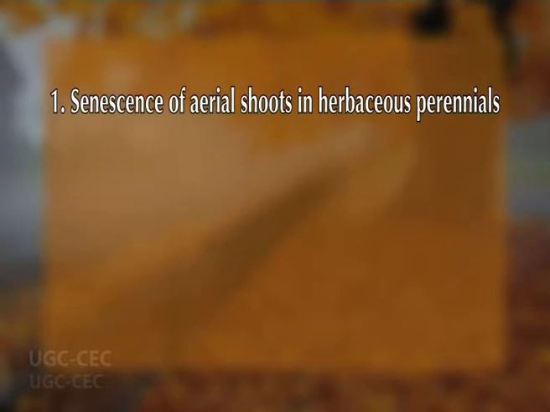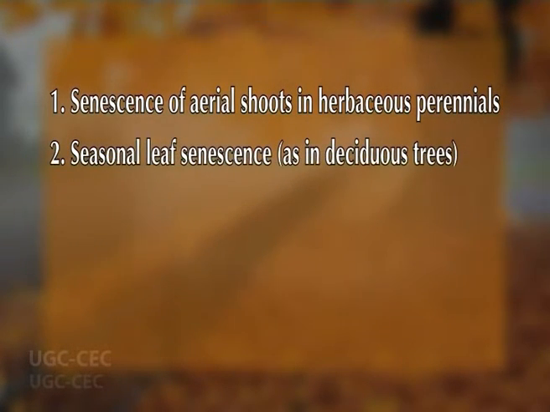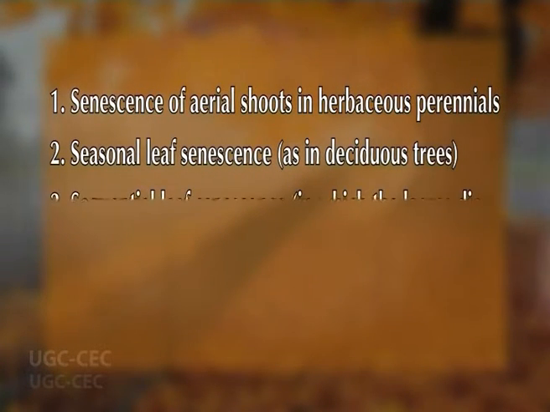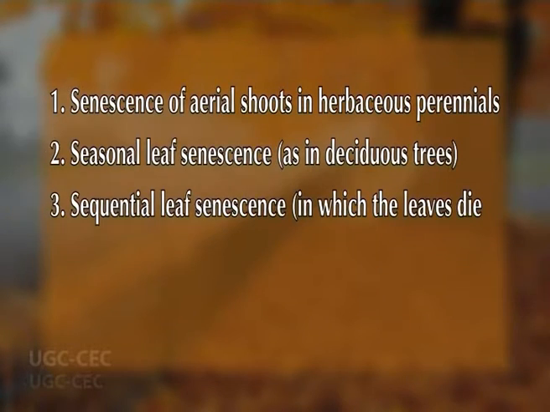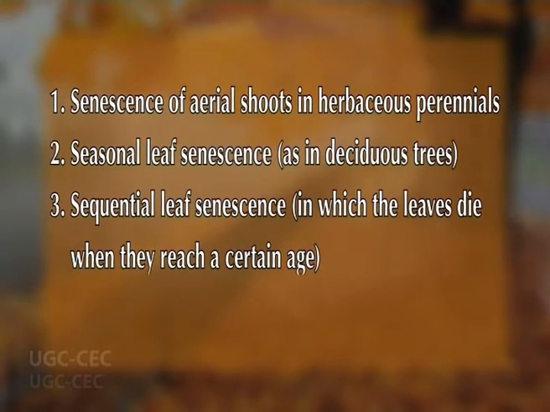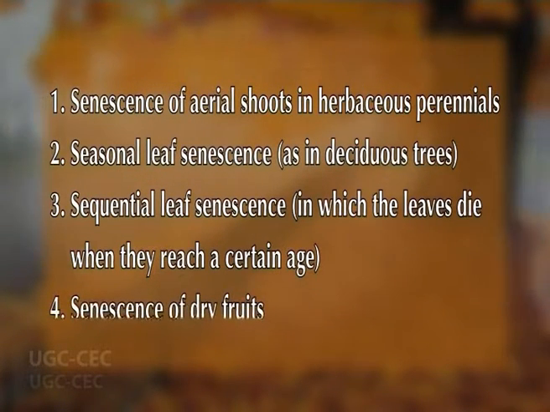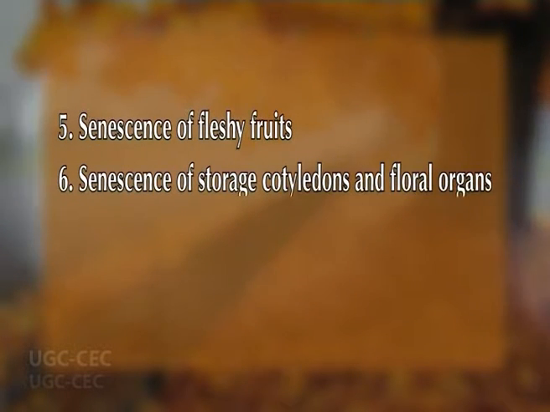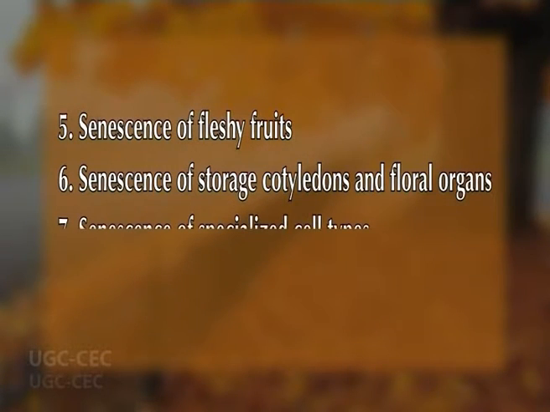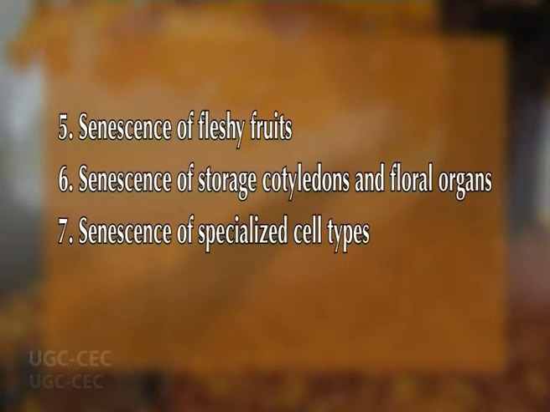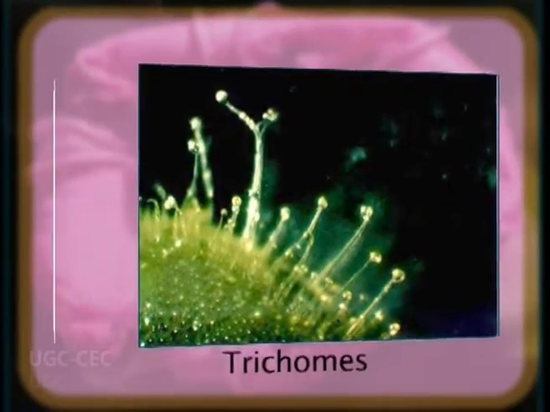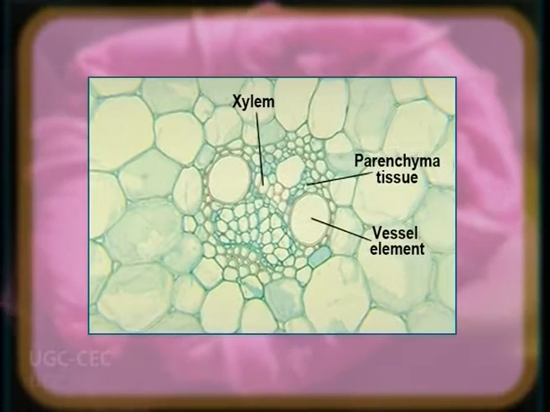Other types of senescence include: number 1, senescence of aerial shoots in herbaceous perennials; number 2, seasonal leaf senescence as in deciduous trees; number 3, sequential leaf senescence in which the leaves die when they reach a certain age; number 4, senescence of dry fruits; number 5, senescence of fleshy fruits; number 6, senescence of storage cotyledons and floral organs; and number 7, senescence of specialized cell types, for example, trichomes, tracheids, and vessel elements.